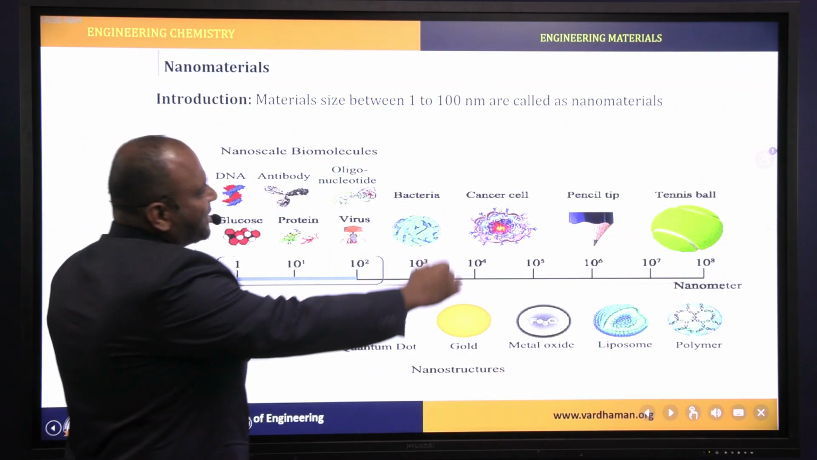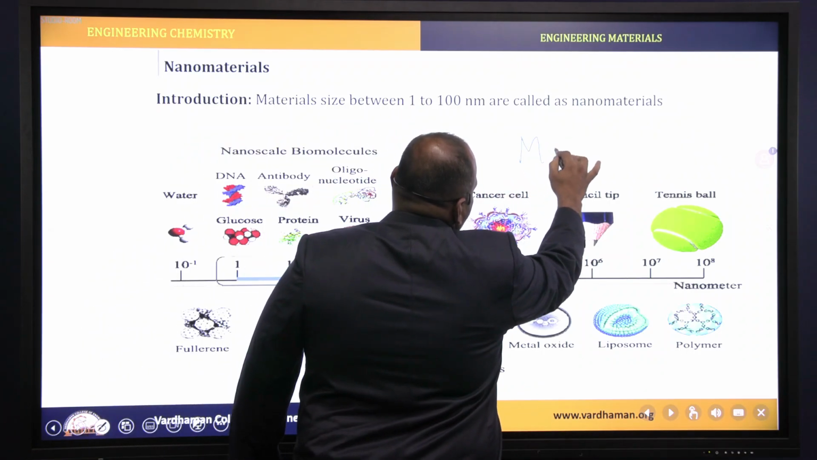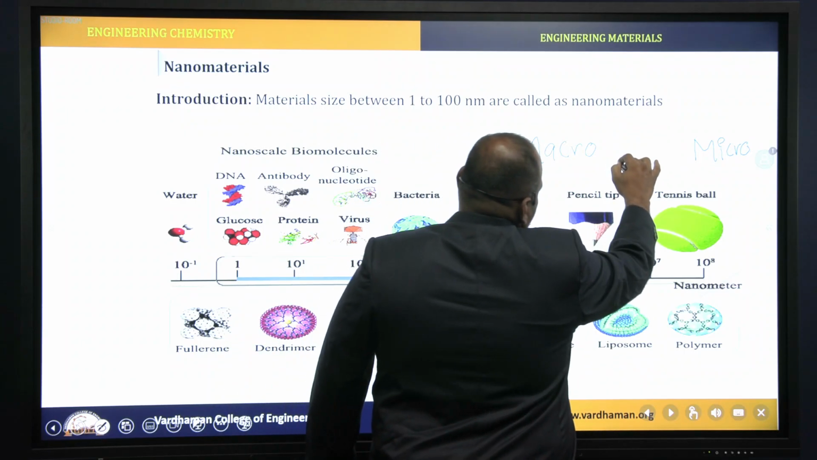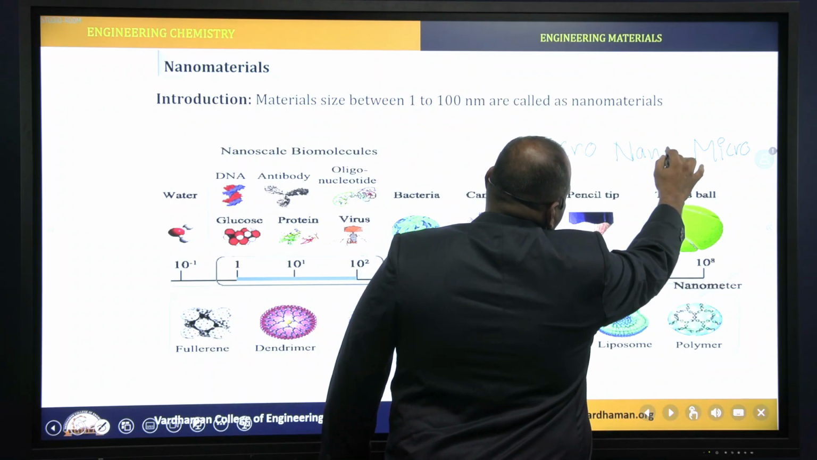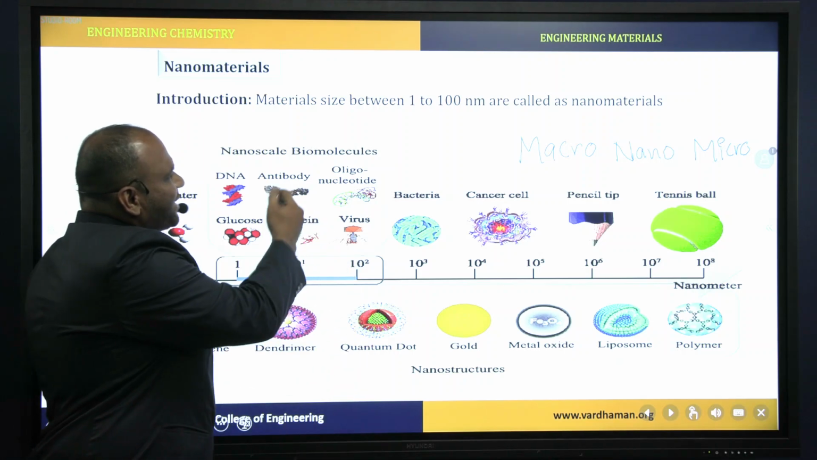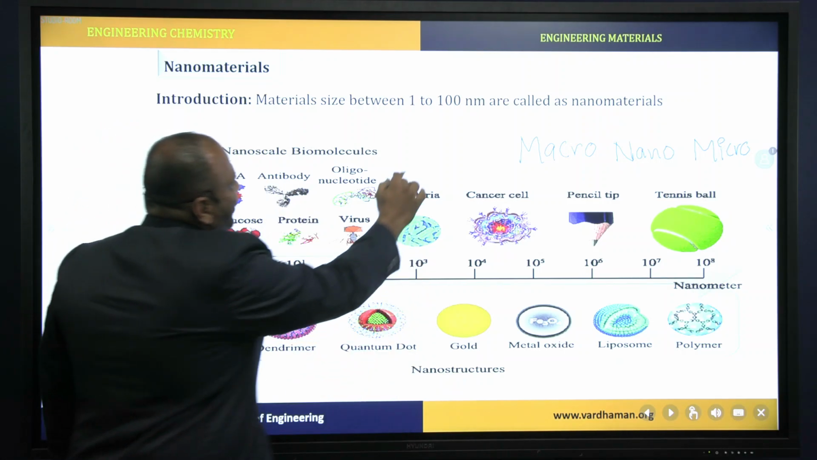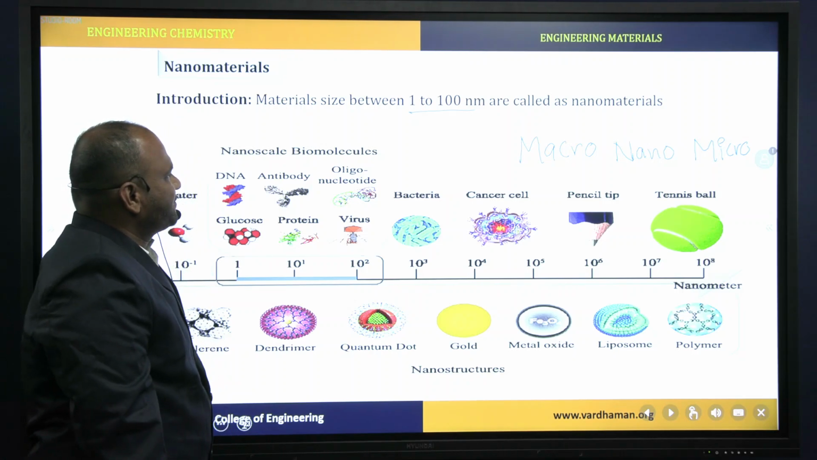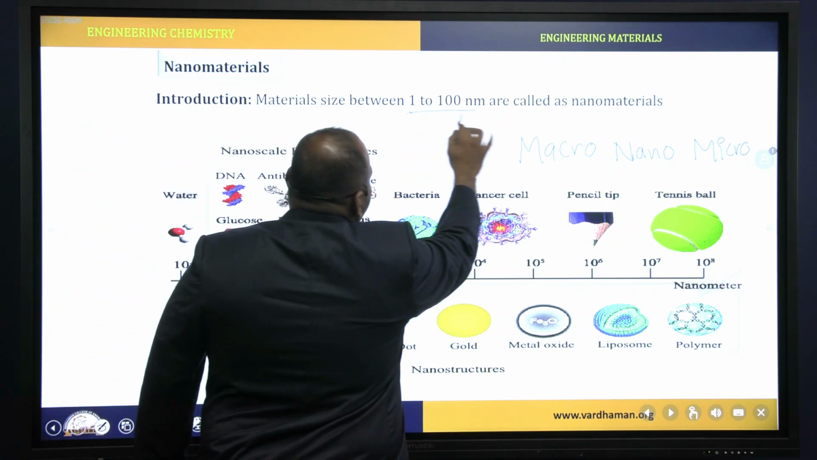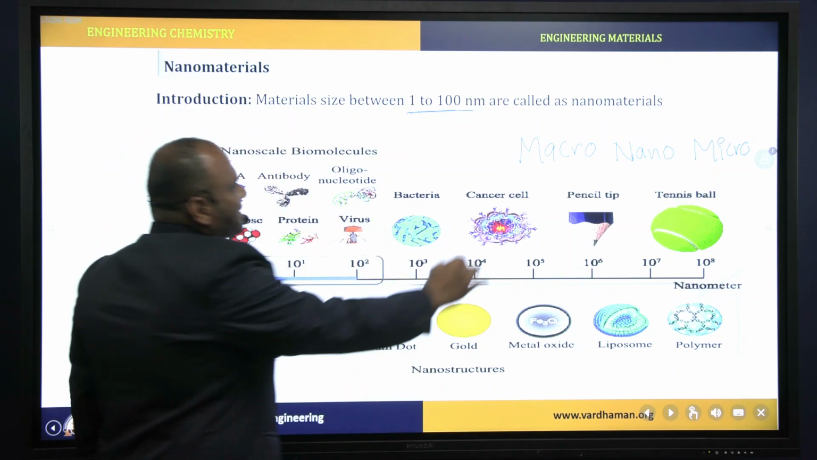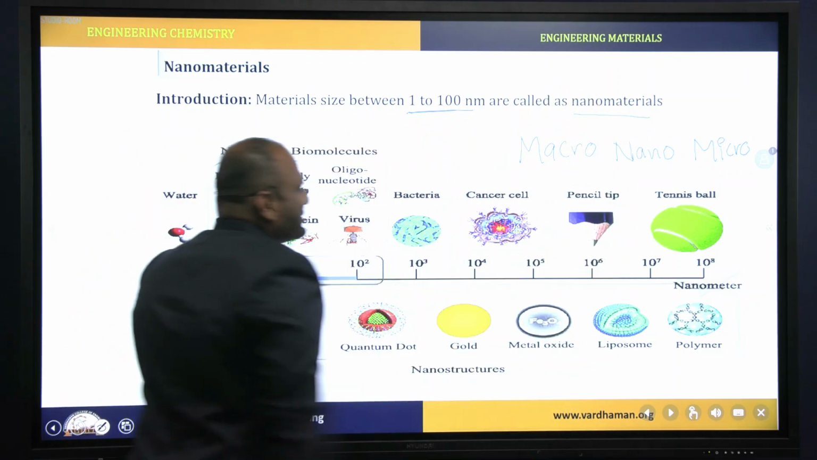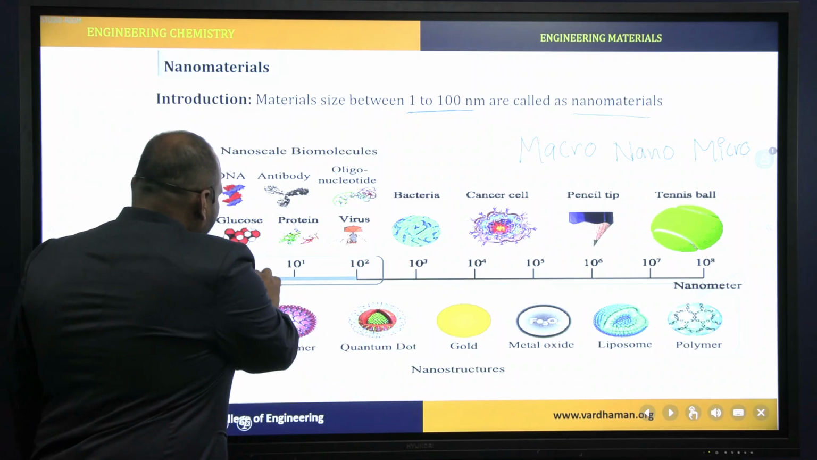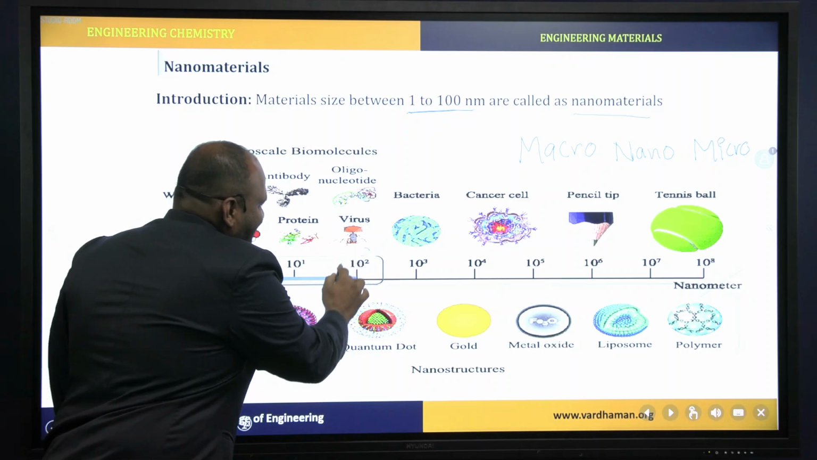In general, materials are of three types. One is macro, the other one is micro. In between macro and micro, nanomaterials are there. In other words, the materials whose size is between 1 to 100 nanometers are called nanomaterials. This is the size scale. On this scale, 1 to 10 to the power of 2 is the nanoscale.